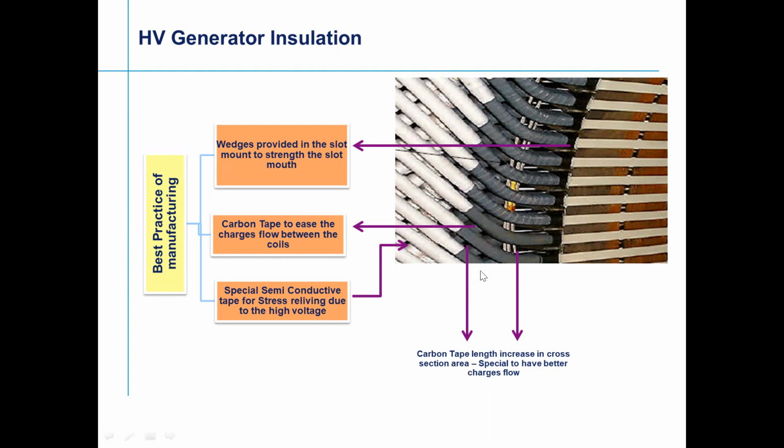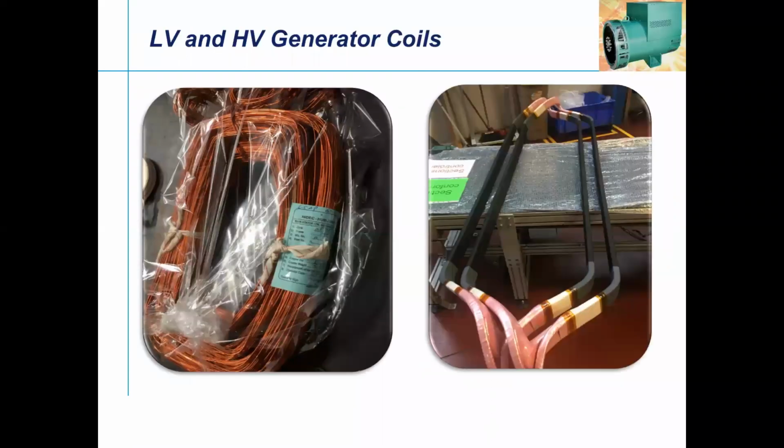And of course, the carbon tapes have been given, and after this it goes for the VPI process for the HV generator insulation. So the HV generator insulation scheme is altogether different from an LV generator. That's the reason I thought of sharing this information. So you can see, to the team, maybe you can have a guess which is LV and HV. I think I have 2 to 3 seconds.